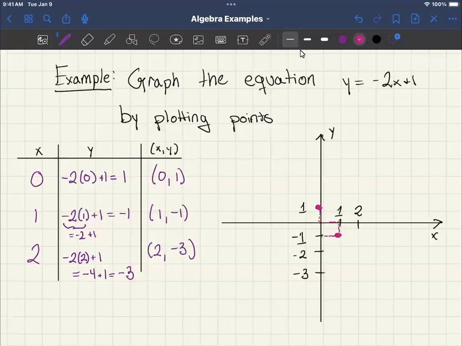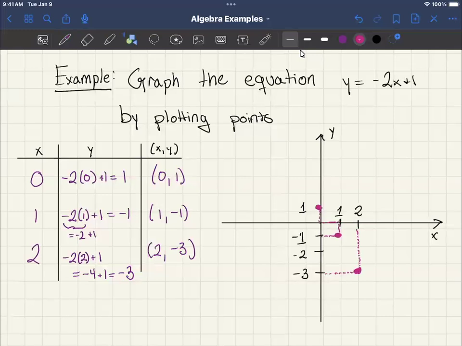Our third point, our x is 2. Since our y value is negative, I'm going to put my dashed line down. Our y value is at -3. So we're going to, again, create a rectangle and put our point at the end of it.